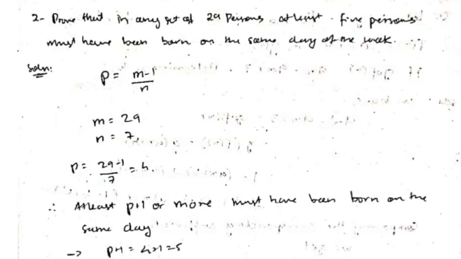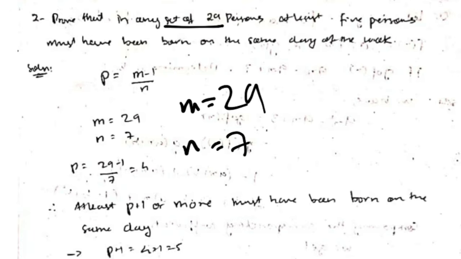In this question we have been given that from a set of 29 persons, at least 5 persons must have been born on the same day of the week. Okay, so suppose that there are 29 persons, which is m, and the number of days in a week is 7, which is n. Okay, so the formula is p is equal to the ceiling of (m minus 1) over n, plus 1.